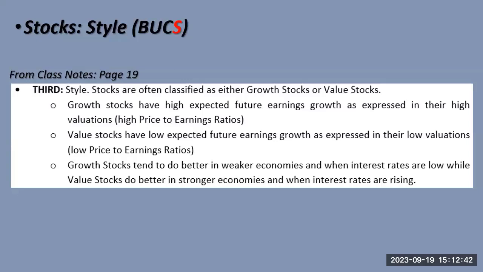So the traditional approach is growth stocks do better in weak economies, value stocks do better in strong economies. Why? Because value stocks are low quality. They can get clobbered in a recession. So don't equate value with quality. Growth stocks actually do better in weak economies because their prospects are a lot better.